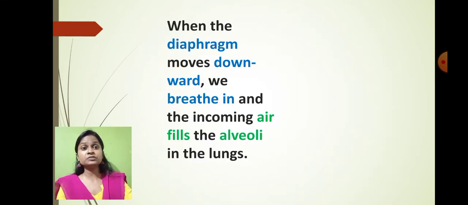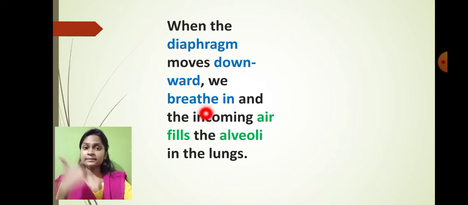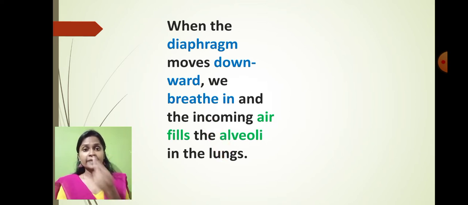Now again in detail, you see that in this diagram, when the diaphragm moves downward, do remember please, when the diaphragm moves downward, we breathe in. We breathe in means what? Air goes inside our body, which is rich in oxygen, and the incoming air fills the alveoli in the lungs. First of all, the air goes inside our nose. From the nose, the air will go inside the lungs, and inside the lungs the alveoli are present. So alveoli will take up the air.